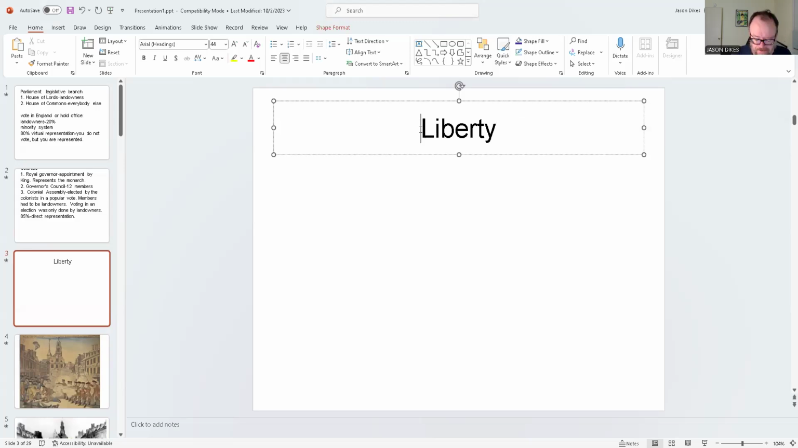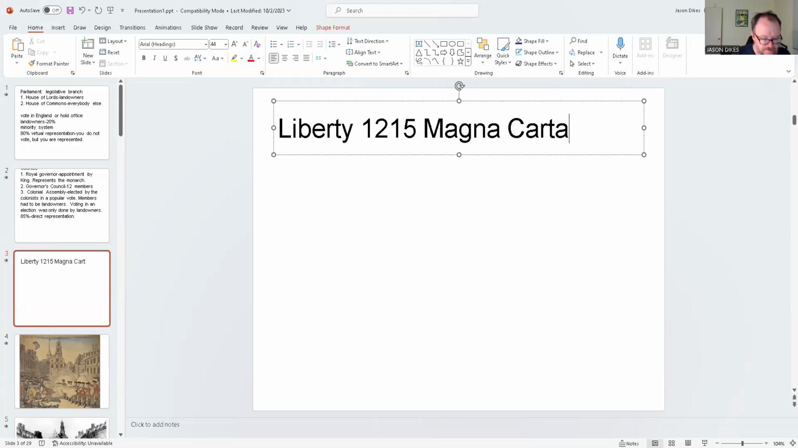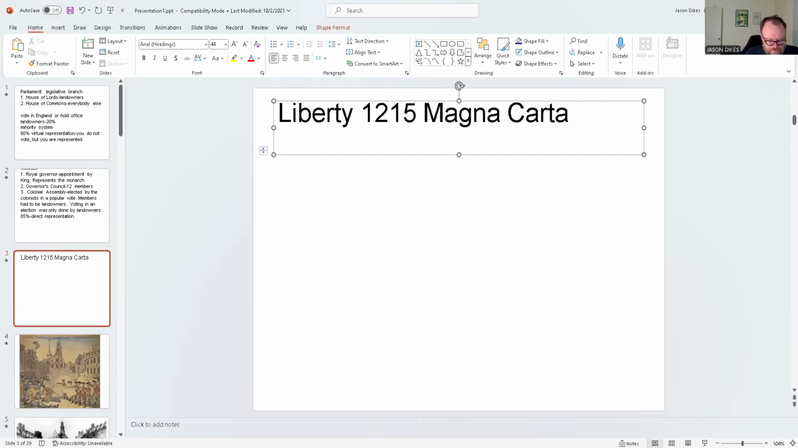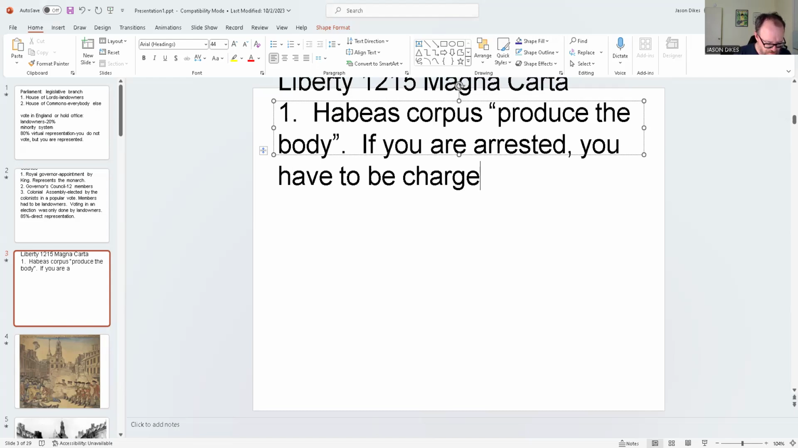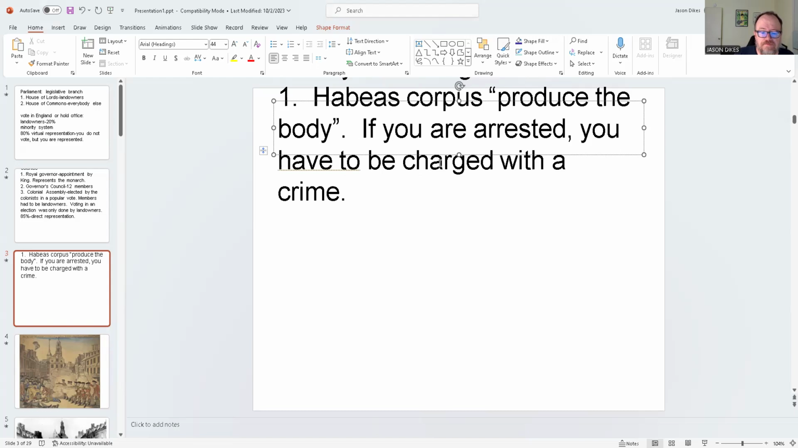Now we got to toss in a couple of other things as well. First was the idea of liberty. Liberty as an idea comes from the 1215 Magna Carta, and it basically encompassed two things. Let me do the first one. First one is habeas corpus, which literally means produce the body. And what this means legally is that if you are arrested, you have to be charged with a crime. Okay.